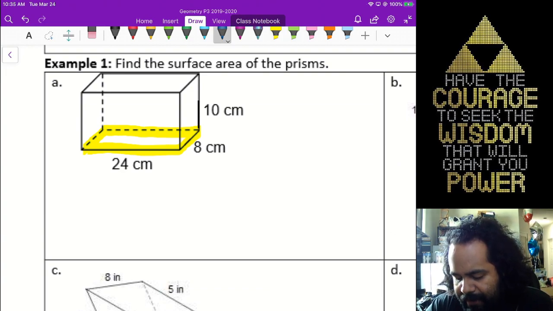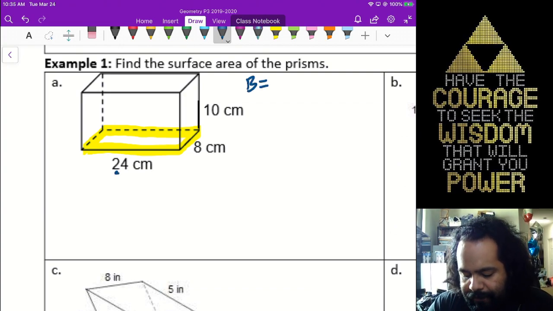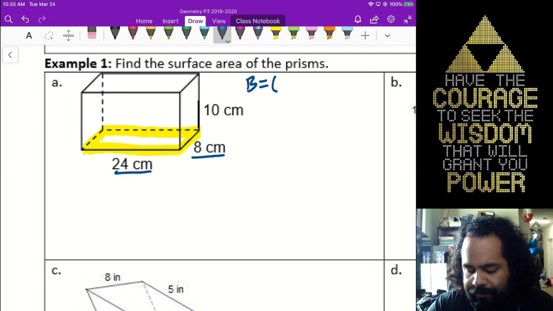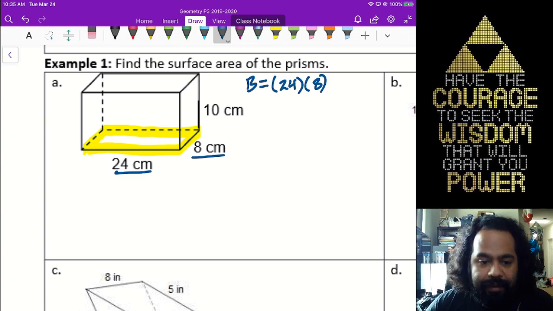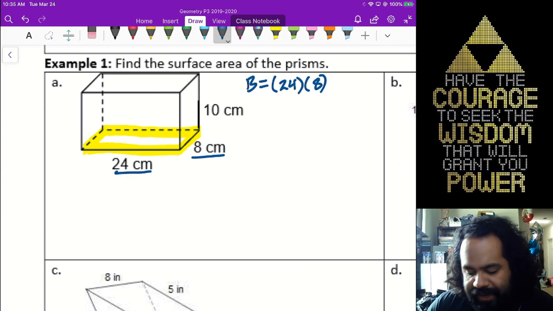So the area of my base, it is a rectangle. So that means I'm going to be doing 24 times 8. Okay, someone's going to do that on their calculator. They're going to type the answer in the chat. And while I go through this, I'm going to write out the rest of the formula.